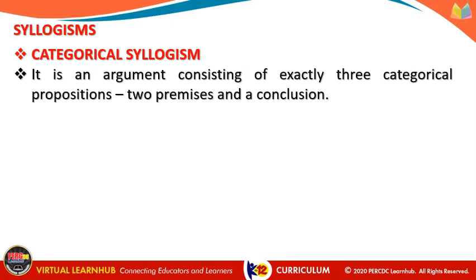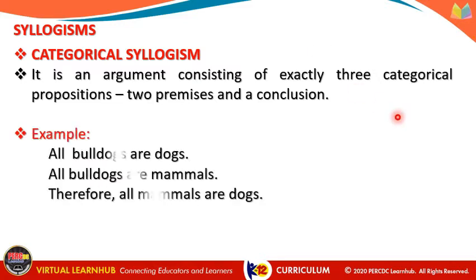Now let's go to our third type of syllogism, categorical syllogism. It is an argument consisting of exactly three categorical propositions, two premises, and a conclusion. As an example, you have this one. All bulldogs are dogs. All bulldogs are mammals. Therefore, all mammals are dogs. Now, before we discuss categorical syllogisms in general, let us first discuss what categorical propositions are.